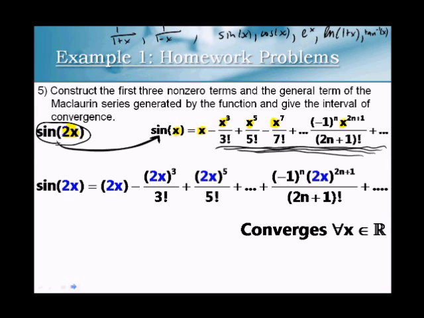If you really wanted to, I suppose you could express 2x quantity to the 2n plus 1 as 2 to the 2n plus 1 times x to the 2n plus 1. But I don't really see any reason to do that, so I wouldn't. I would leave it as 2x quantity to the 2n plus 1. And one thing to remember is that your interval of convergence is still all real numbers. Replacing x with 2x is not going to change that. Okay, so that's number 5 taken care of. I'm going to take us on to number 11 from last night's homework.